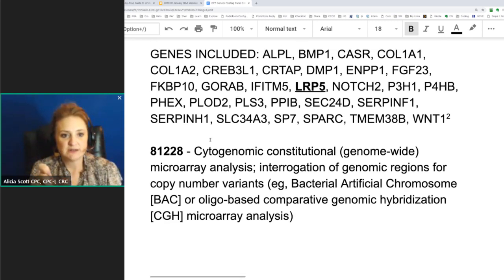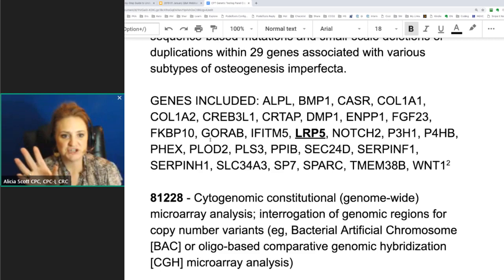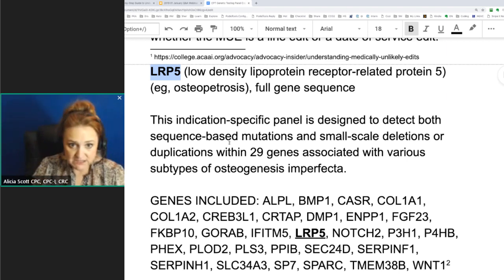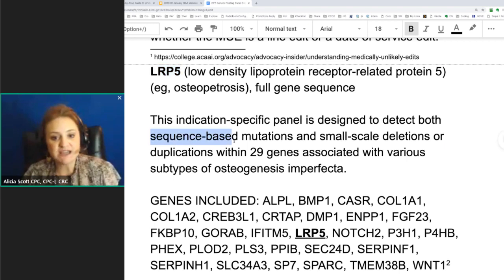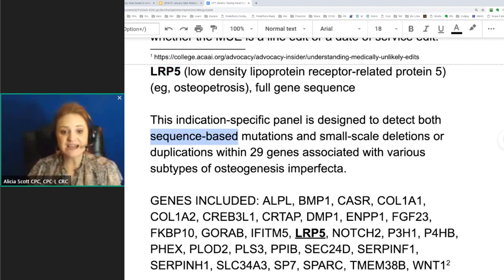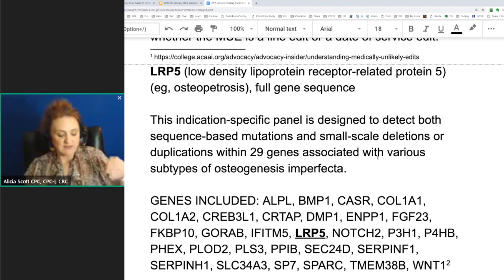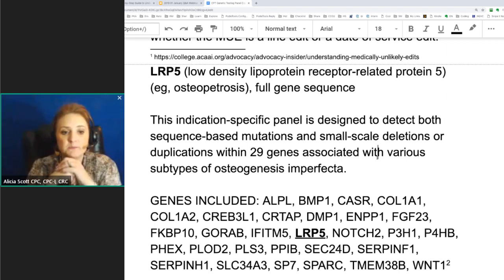Go back just a little bit before you get to all those genes. The 29. Okay, see, it says this indication-specific panel is designed to detect both sequence-based mutations and small-scale deletions or duplications of 29 genes associated with various subtypes of osteogenesis imperfecta. So in that little area, LRP5, we know we're looking for something in the genetic codes for this person. It's imperfecta. Something's off.